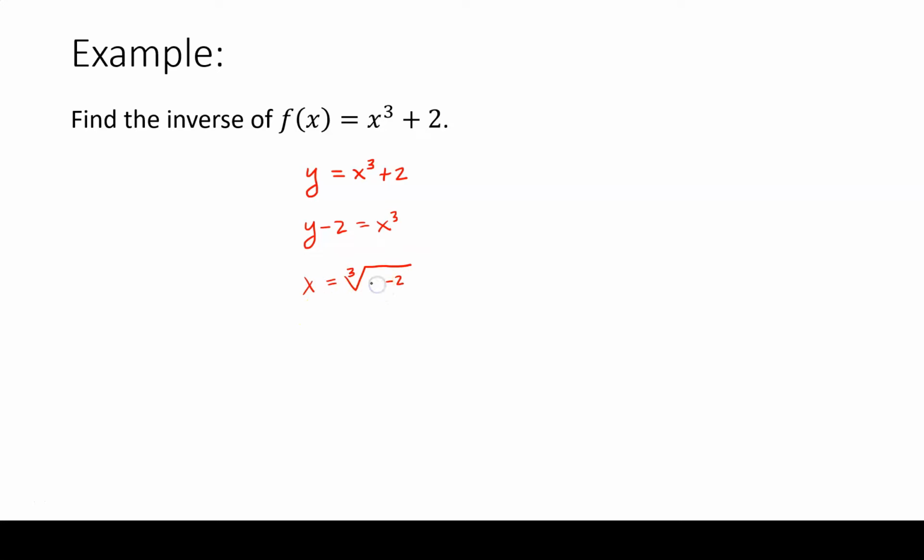And actually here I should wait to change that to x, but here we have the implicit form. So therefore this is like our f inverse of y. So if I wanted to write f inverse of x, I could write it as the cube root of x minus 2.